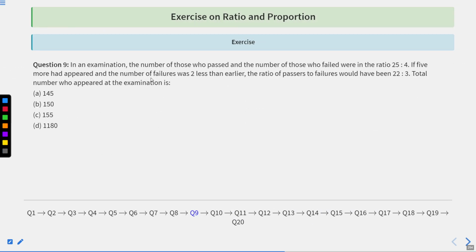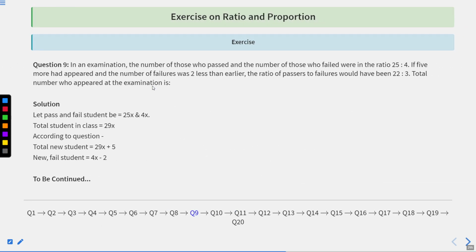In an examination, the number of those who passed and the number of those who failed were in the ratio 25 is to 4. If 5 more had appeared and the number of failures was 2 less than earlier, the ratio of passers to failures would be 22 is to 3. So the total number appeared in the examination is.